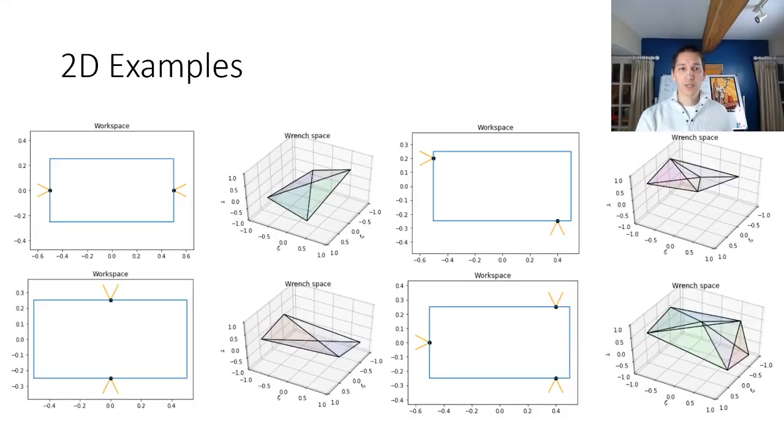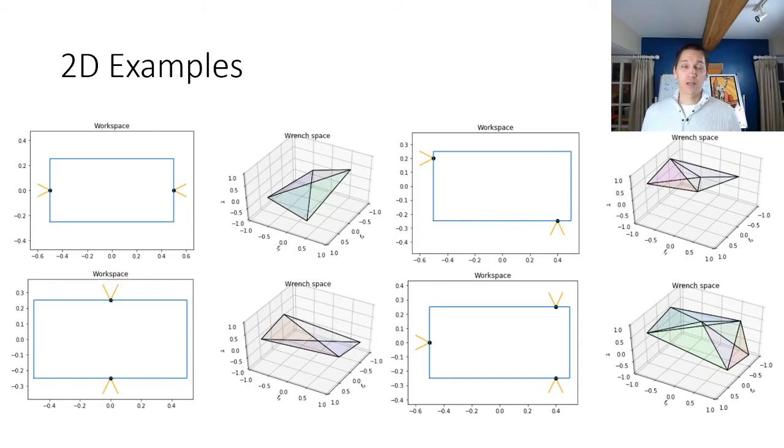So what does this look like? Here's some examples just in 2 dimensions. The workspace is going to be 2D and the wrench space is going to be 3D. And so you can see that for these 2-fingered grasps here, on the left hand, you see that grasping this long object from the sides gives me a slightly wider wrench space than grasping it from the top and the bottom.